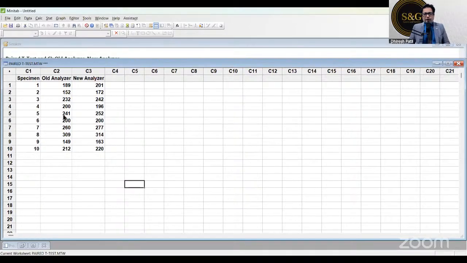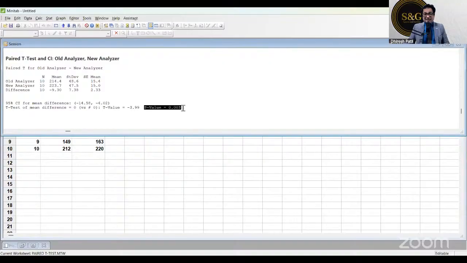So there is a difference. Let's say, for example, the first reading says 189 in the old analyzer and 201 in the new analyzer. So there is a difference. Now we want to check whether this difference is statistically significant or not, and our p-value says yes, this difference is statistically significant. That's what it means.